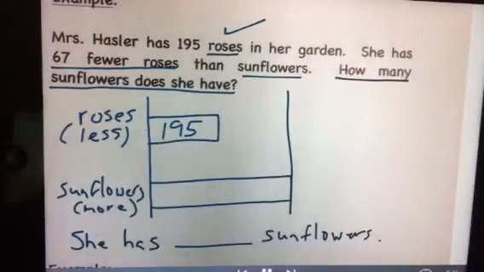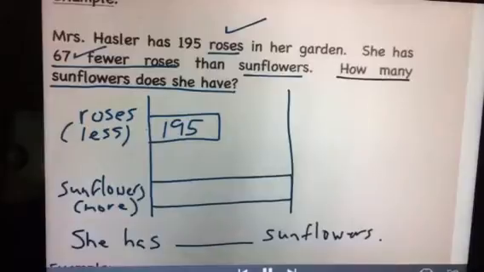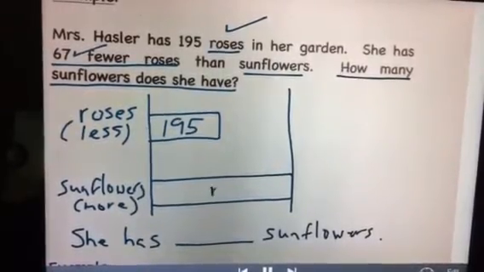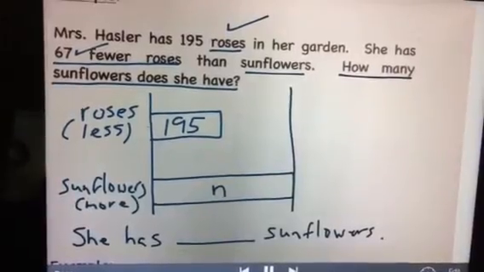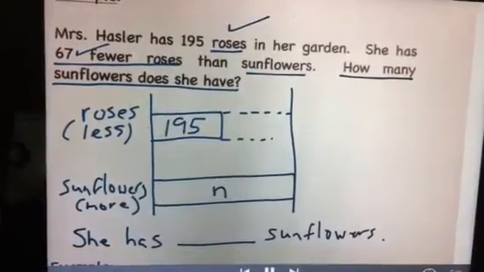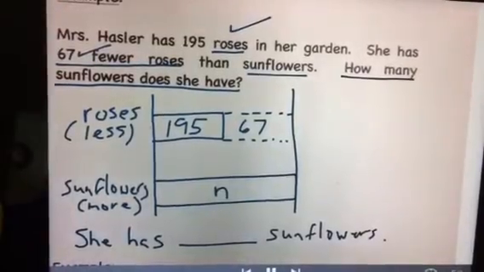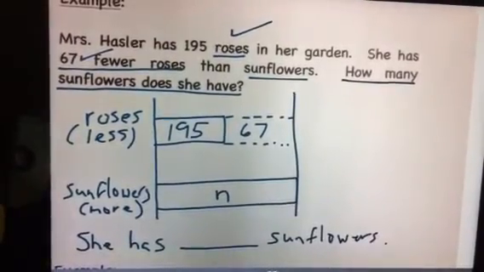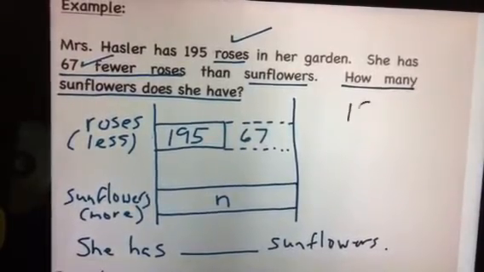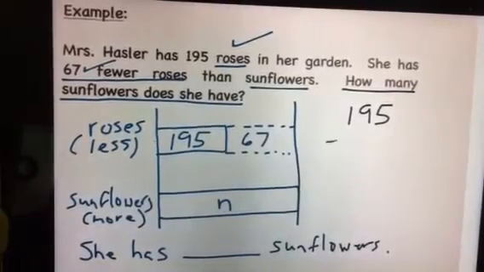We still have this statement right here. She has 67 fewer roses than sunflowers. So where do we put that? Well, the number of sunflowers is our unknown letter N. And we know that she has 67 fewer roses. So this is when we use the strategy of the dotted line to show that there are 67 less roses than sunflowers. So that means step number 7, you work out the problem.